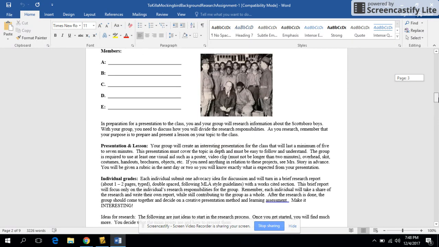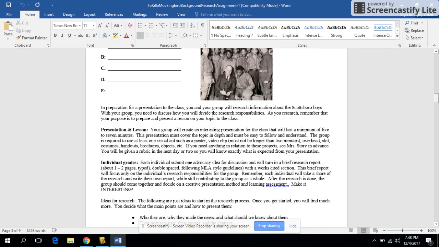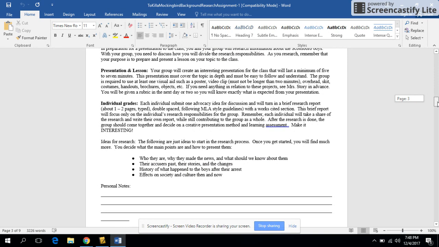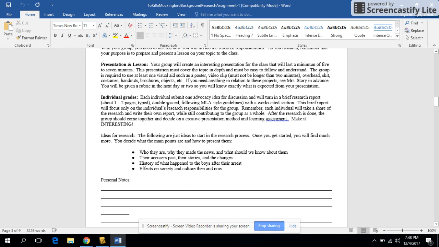You might have no clue who these people are, and that's a good thing because you're going to find out about it. This just tells all the different stuff that I just talked about. These bullets will give you some ideas of some things that you might could research. The bullets on each page give you an idea of some of the things that you could research.